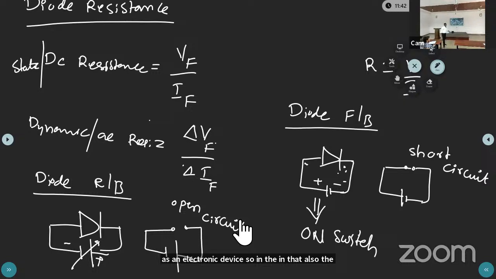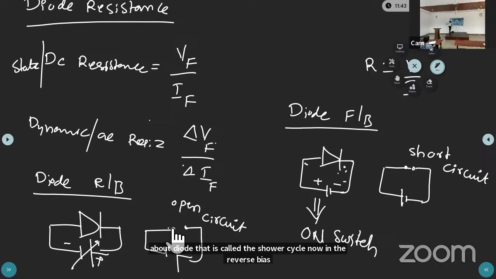So when the diode is forward biased, it acts as an on switch, or simply you can call it a short circuit. Short circuit means the whole current can pass through the diode. Now in reverse bias, ideally the diode does not allow any current, though practically reverse saturation current is present. Ideally no current will flow, so that is simply an open circuit. This is called an off switch.